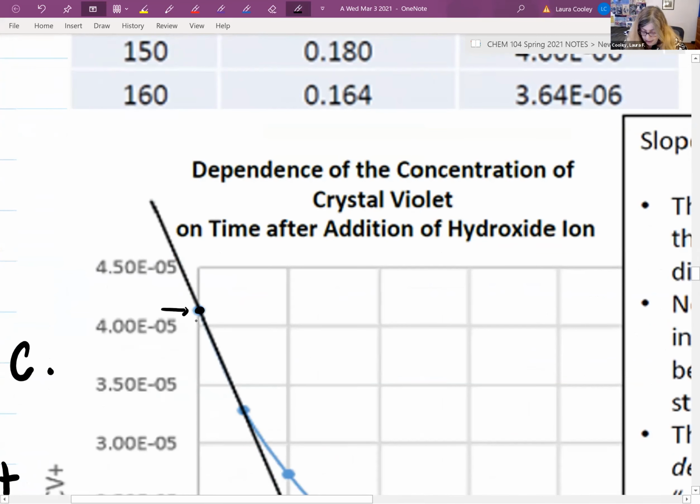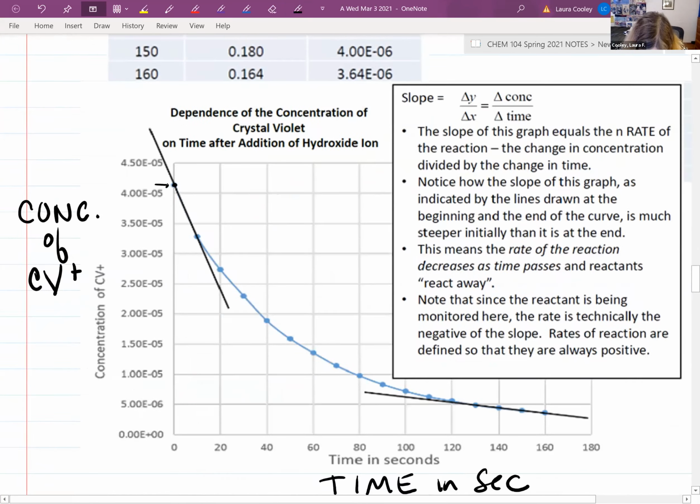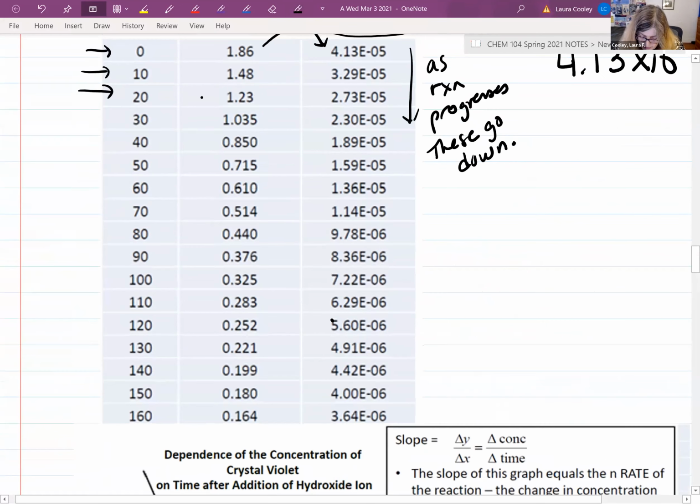That's 4.13 times 10 to the minus 5th molar. And then let's look at the 10-second point. That's right here. That looks like it's between 3 and 3.5 times 10 to the minus 5th. Okay, yeah, 3.29 times 10 to the minus 5th.